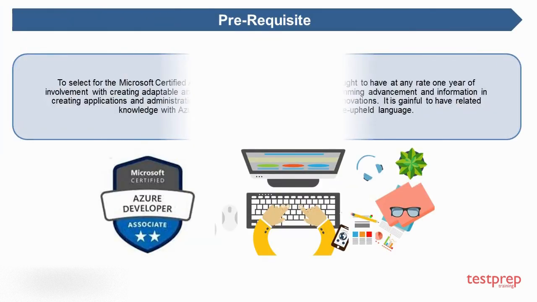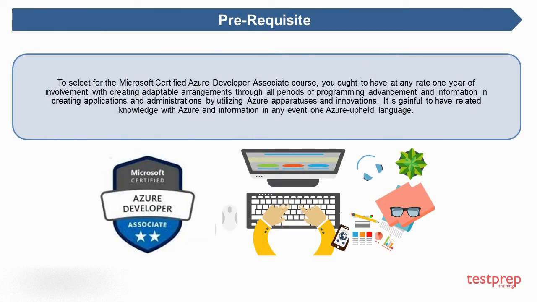Prerequisite. To enroll for the Microsoft Certified Azure Developer Associate course, you ought to have at any rate 1 year of involvement with creating adaptable arrangements, through all periods of programming advancement and information in creating applications and administrations, by utilizing Azure apparatuses and innovations. It is gainful to have related knowledge with Azure and information in any Event 1 Azure upheld language.